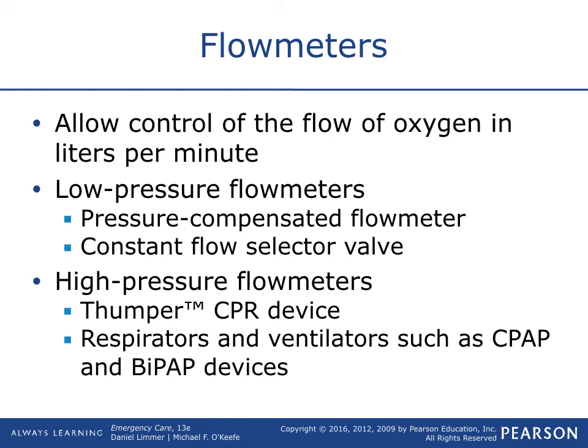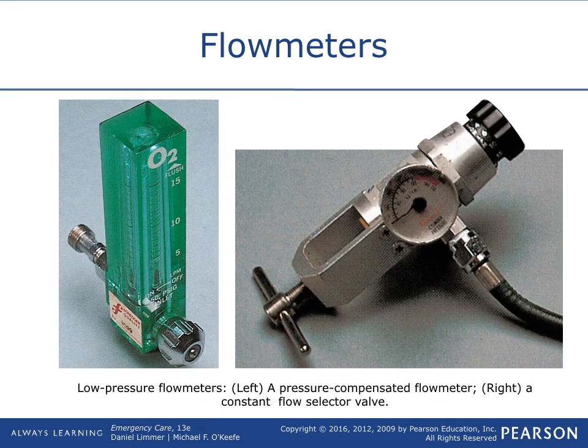High pressure flow meters: thumper, CPR devices, respiratory and ventilators such as CPAP and BiPAP devices. Those are high pressure, same thing. You set it up, boom, it flows it for you. That way there ain't human error taking place as well. So, and there you go. That's the flow meters. Like I said, they're in the rigs, and the one on the right, those will be on the tanks themselves that we portably carry in the airway bag.